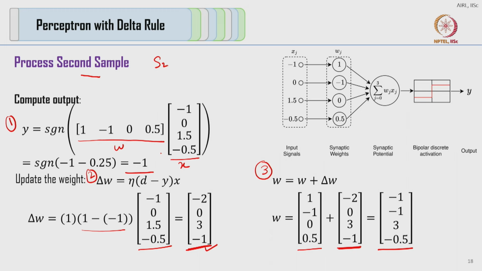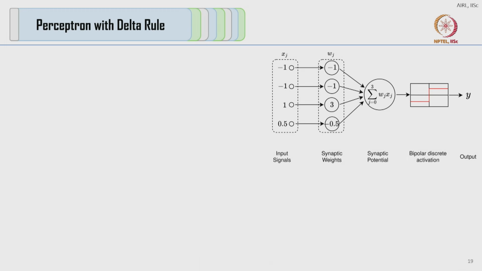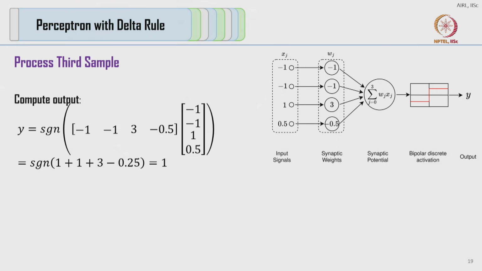Now let us see the third sample. Again following the same set of steps, the first is to calculate the output. So y is equal to the multiplication of the weights times x. My recent set of weights is given as -1, -1, 3, -0.5. My S3 sample including the bias term is given as -1, -1, 1, 0.5. Once I multiply this and pass it through the activation function, my y is given as 1. So the output for this particular input S3 with the recent set of weights is 1.